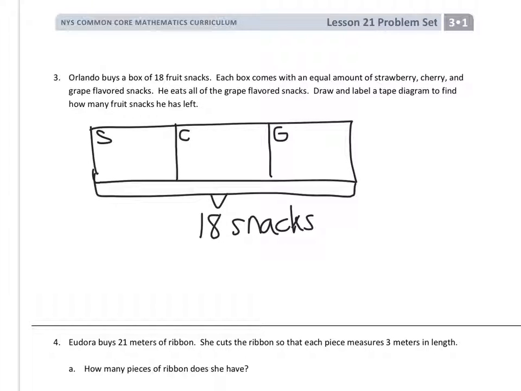How many of each flavor are there? Well, I don't know that part yet, so how can I figure that out? Hopefully you're thinking we can put 1 in each group until we get to 18. Go ahead and do that. How many did you get in each group? I got 6. So I'm going to label my one section 6.